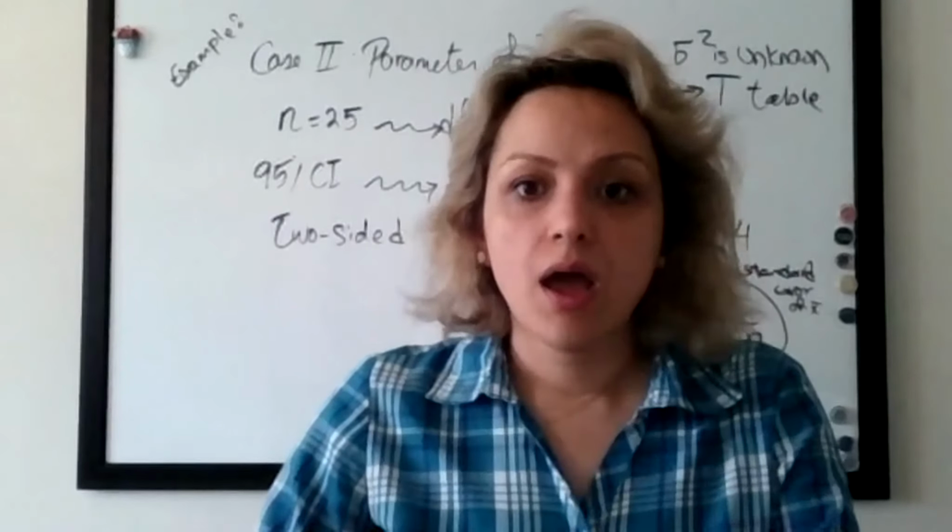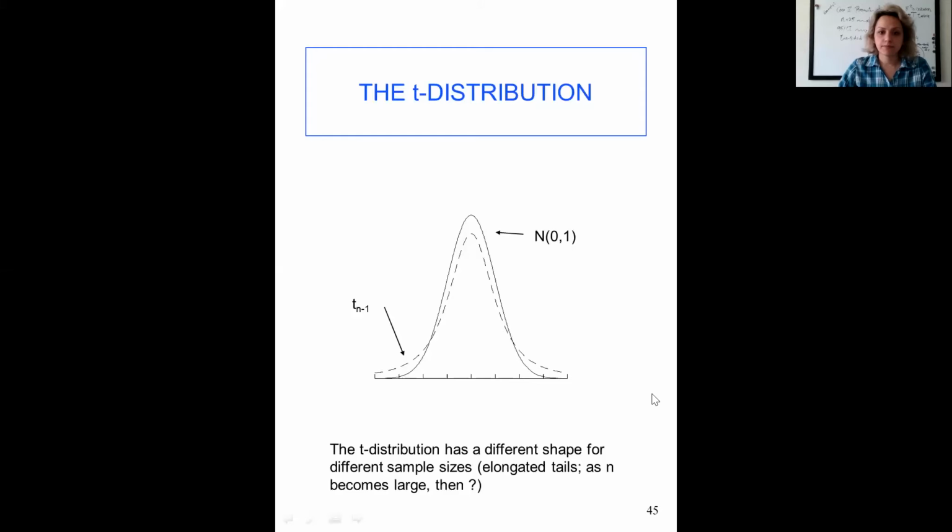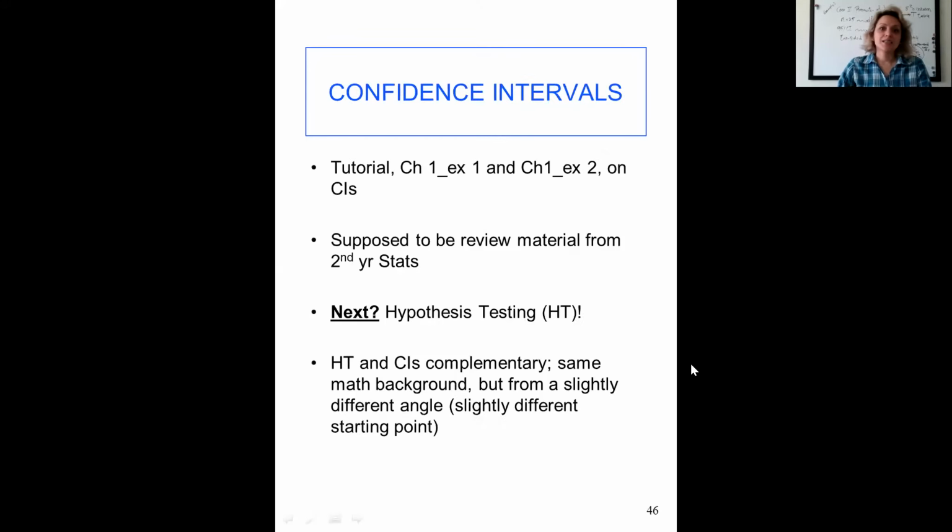Let's go back to the notes. We just have one slide left, I believe. Okay, yeah. So we wrapped the first part of the review. Now you can go and look at the tutorial. The tutorial is tutorial 1, the name of the file is chapter 1, example 1, and chapter 1, example 2. So there are two examples, and you can practice on them. I would recommend that before going to the next set of videos.